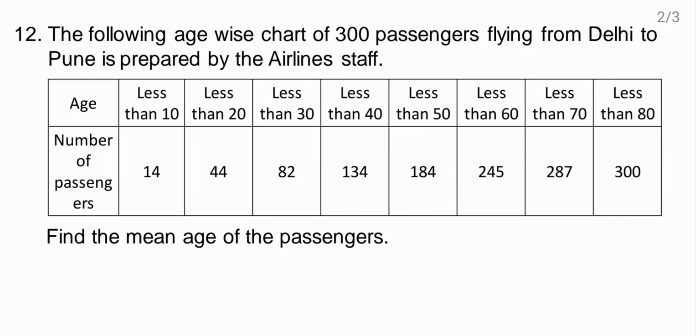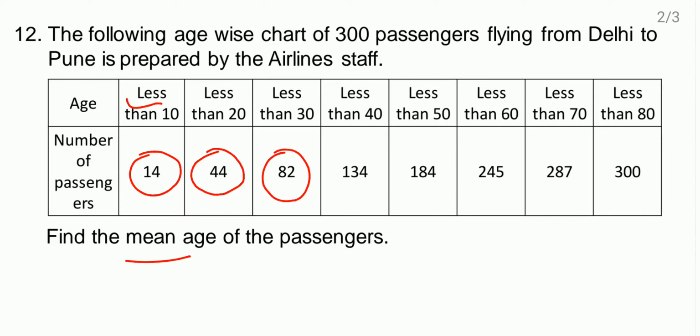Question number 12. The following age-wise chart of 300 passengers flying from Delhi to Pune is prepared by the airline's staff. In the first row, they have given us the information about the age, and in the second row, the number of passengers. Find the mean age of the passengers. Observe the table properly. They said less than 10. There are 14 passengers whose age is less than 10. Now there are 44 passengers whose age is less than 20. There are 82 passengers whose age is less than 30.